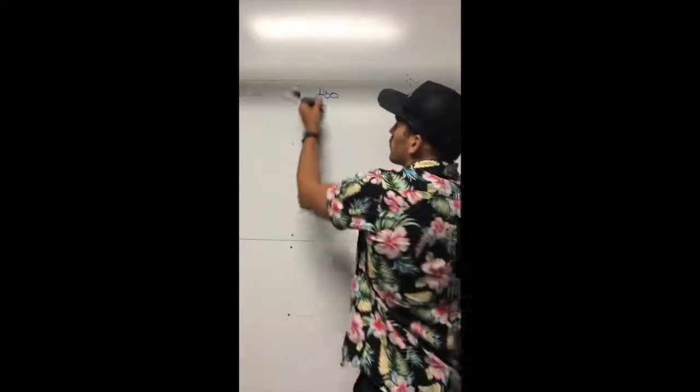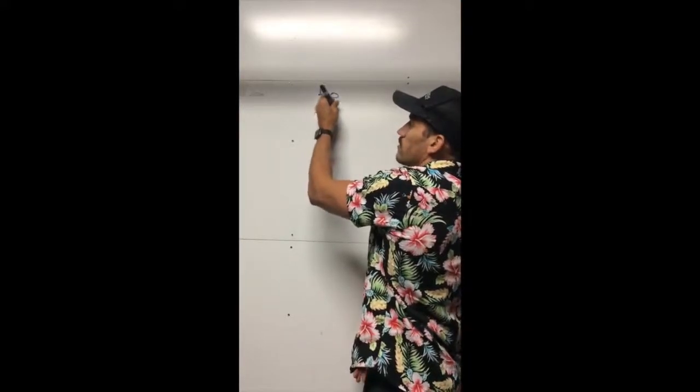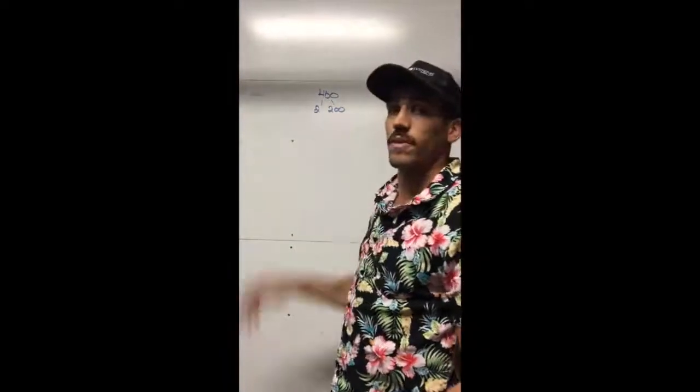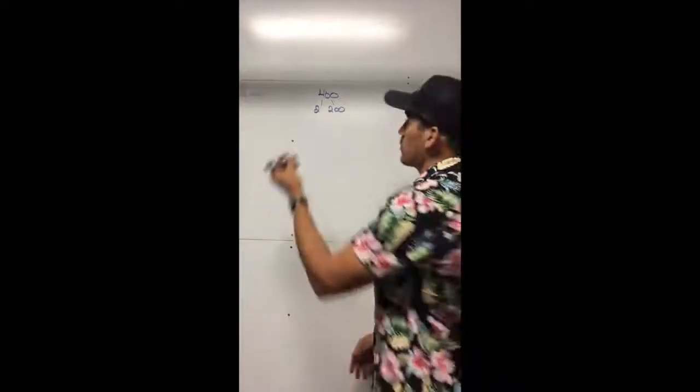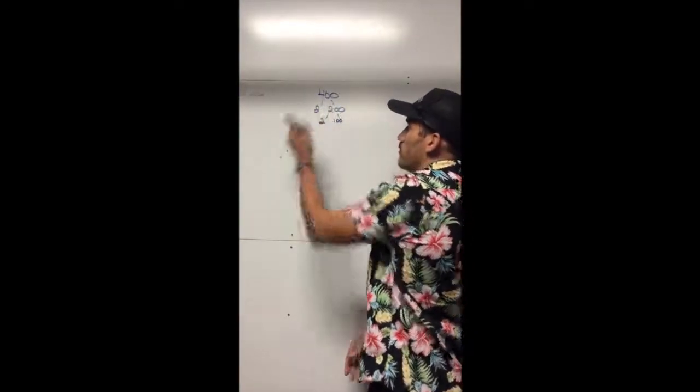Now 400 is an even number, so I know it can be easily divided by the prime number 2. 400 divided by 2 is 200. Now I'm done with this 2 because it's a prime, so I'm going to look at the 200. 200 is another even number, so I can just keep going and dividing by 2. That would give me 100.